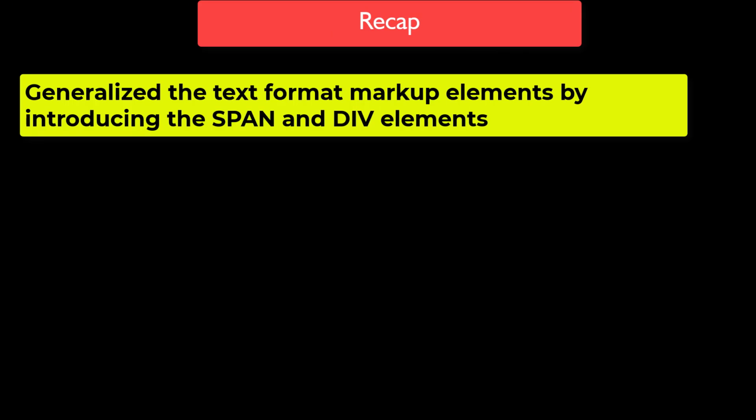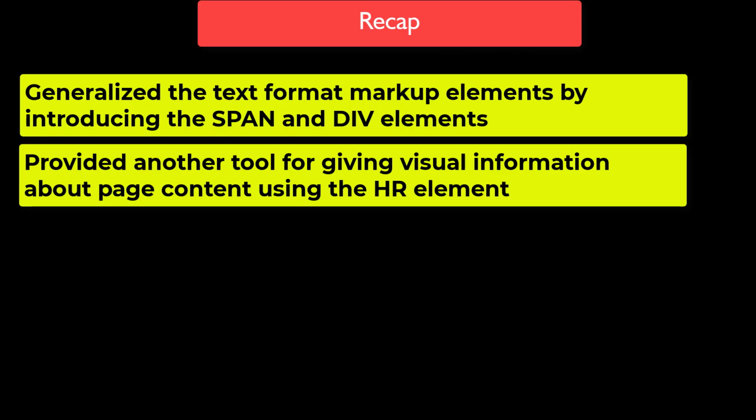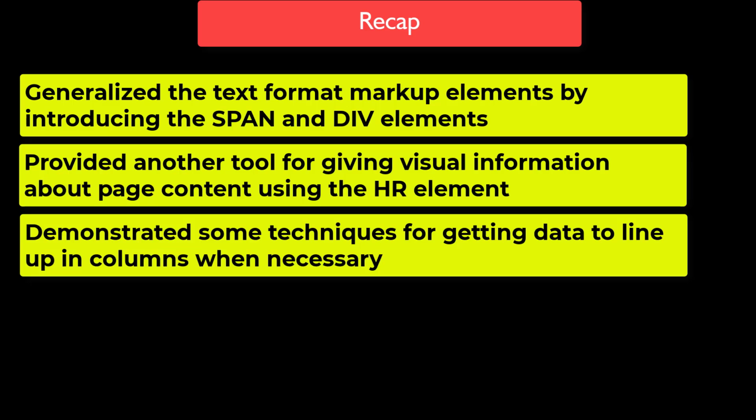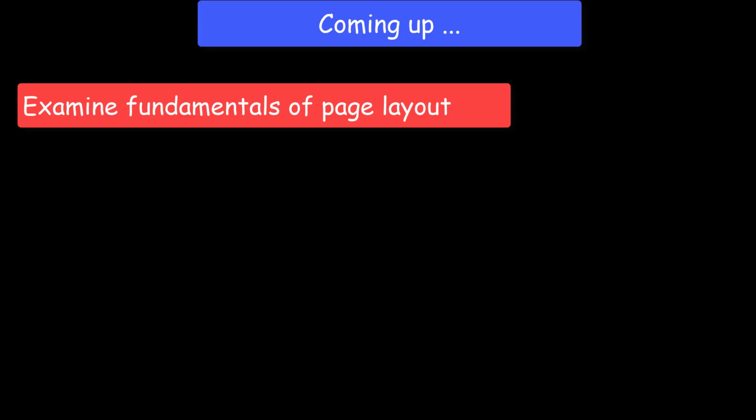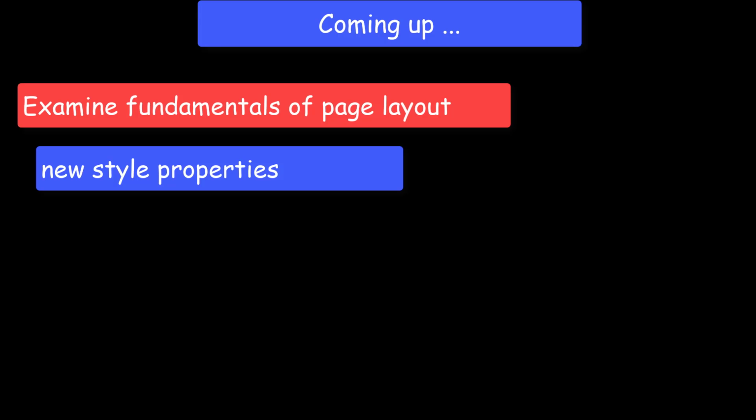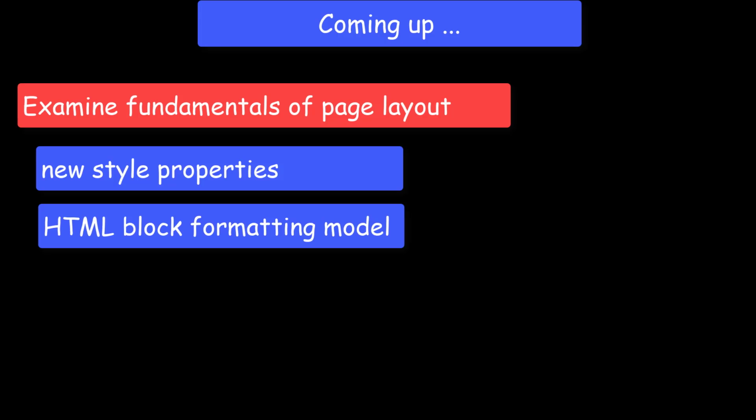So for this short session, we generalized the text format markup elements by introducing the span and div elements. We provided another tool for giving visual information about a page content using the HR element, and we demonstrated some techniques for getting data to line up in columns when necessary. Coming up, in the next video, we examine the fundamentals of page layout using some new style properties and looking at the HTML block formatting model. See you there.